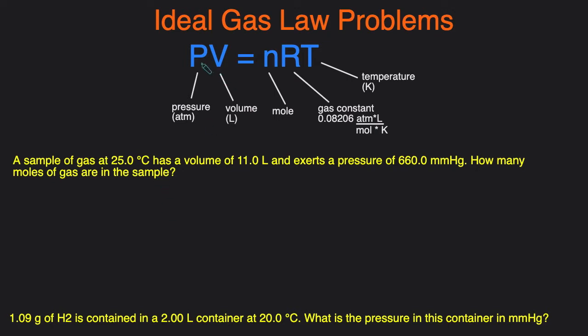So the ideal gas law is PV equals nRT. P stands for the pressure, and that has to be in atm. V is the volume and has to be in liters. n is the moles of the gas. R is the gas constant, that's the 0.08206, and the units are atm, liters, moles, and Kelvin. And then T is the temperature, and it has to be in Kelvin.